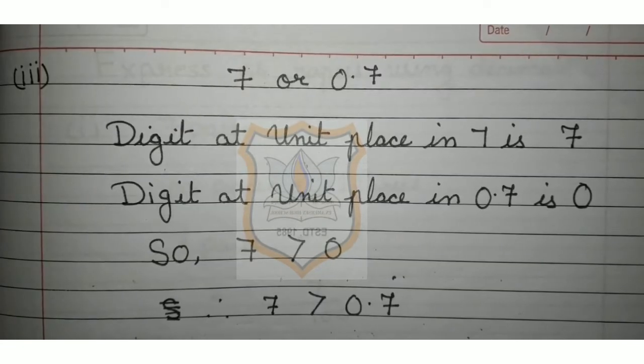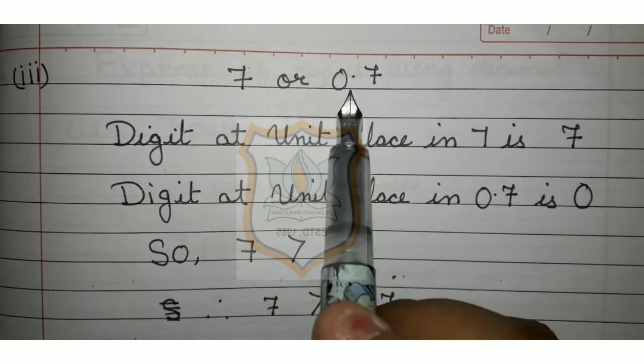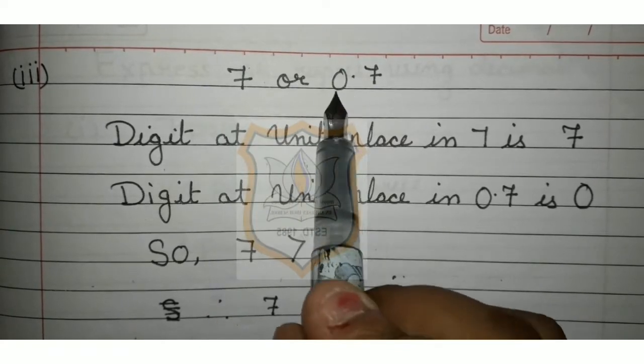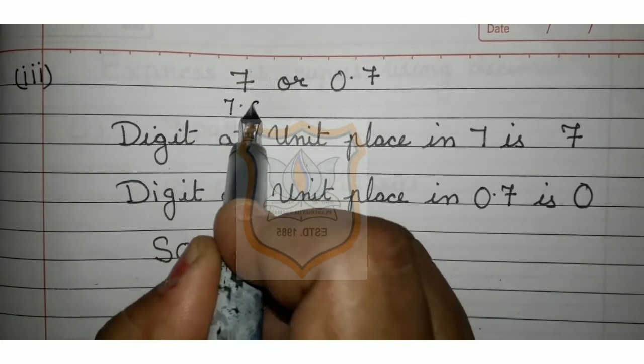Now the third part of question number 1, exercise 2.5 is 7 or 0.7. You have to tell whether this 7 is greater or 0.7 is greater. This 7, you can write like this also.